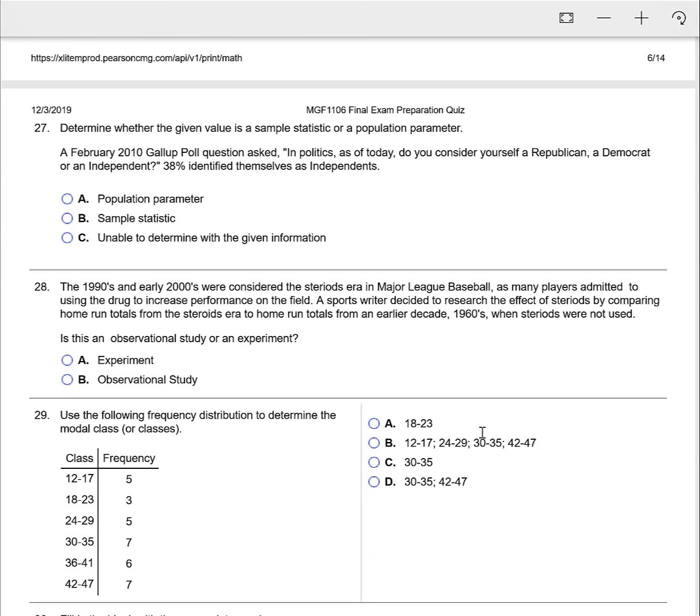Determine whether the given value is a sample statistic or a population parameter. A February 2010 Gallup poll asked, in politics as of today, do you consider yourself a Democrat, Republican, or independent? 38% identify themselves as independent. So this is a poll, so this is going to be a sample statistic.